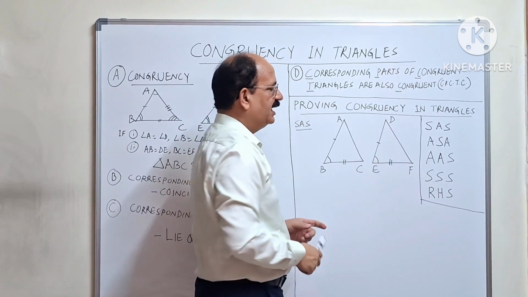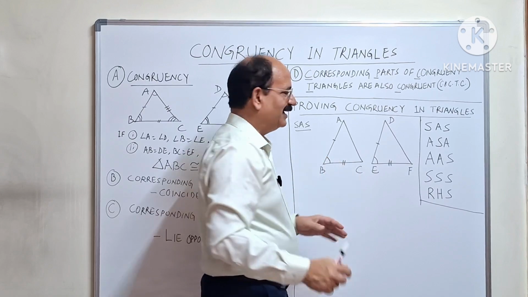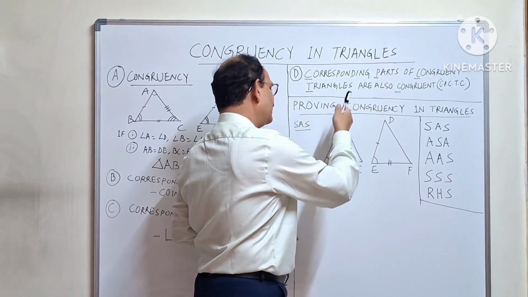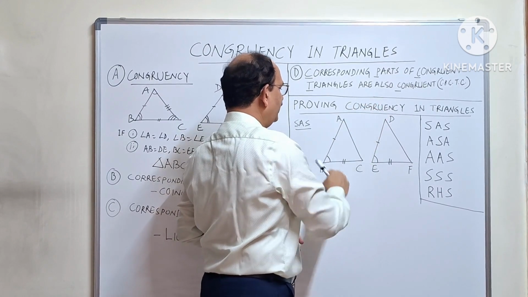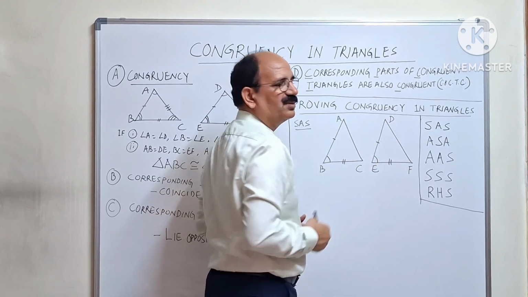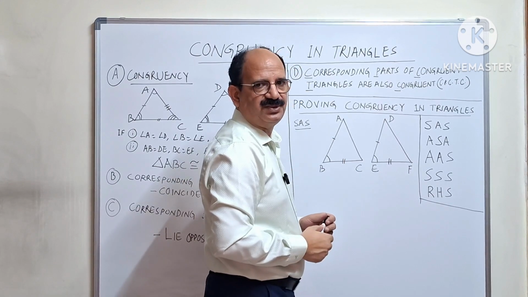SSS is simplest. Because DEF has to overlap exactly, it's very obvious that AB must be equal to DE, BC must be equal to EF, and AC must be equal to DF. If you are able to prove that, then also congruency is proved.